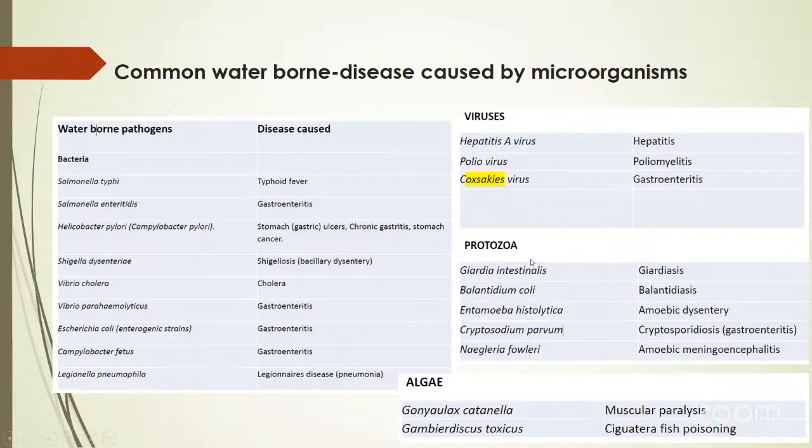Protozoa. Giardia intestinalis is a very important protozoa in water. It causes giardiasis. You can read about these diseases if you want to find out. Then we have Entamoeba histolytica that causes amoebic dysentery. It causes dysentery just like Shigella. Then Cryptosporidium parvum. It causes cryptosporidiosis, a kind of gastroenteritis.